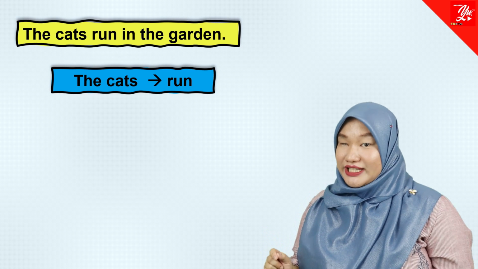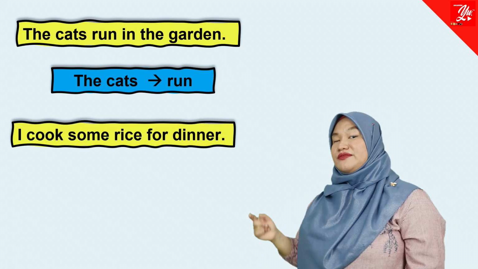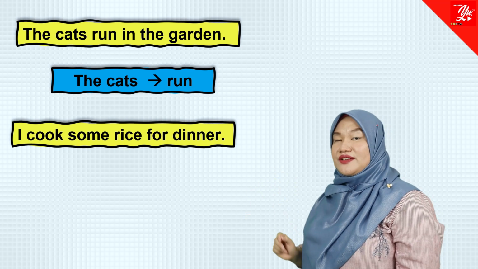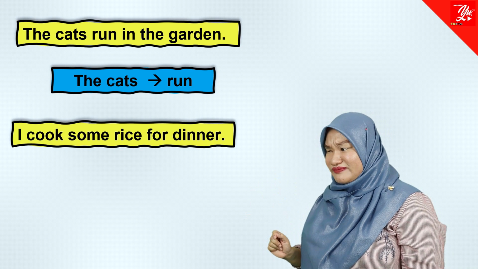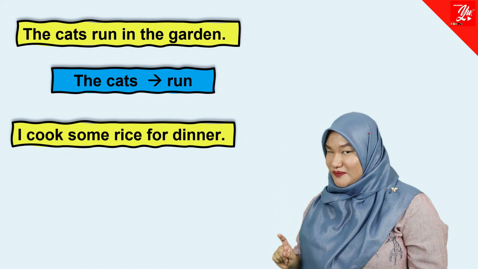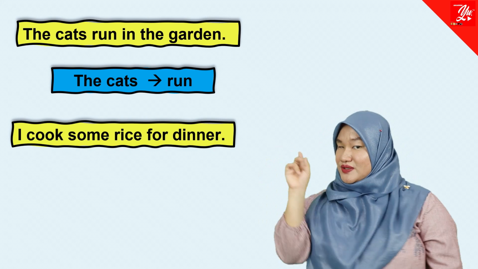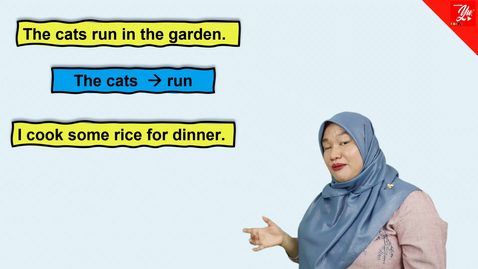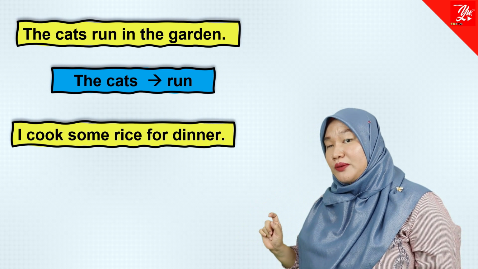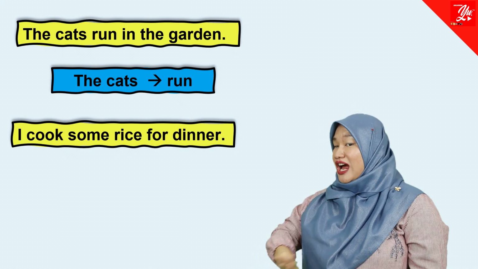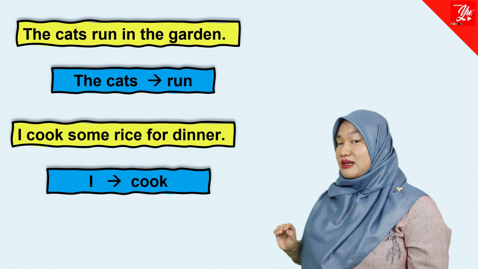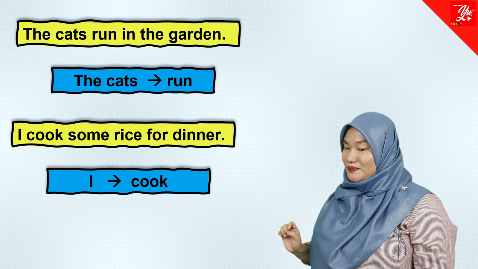The next example, I cook some rice for dinner. This one is a little bit tricky because the subject is one, because I. But I must always be followed by the plural verb. So I tak boleh ada S. So I cook some rice for dinner.